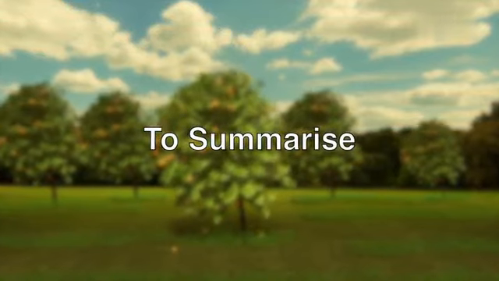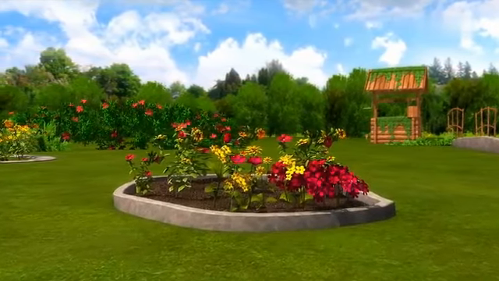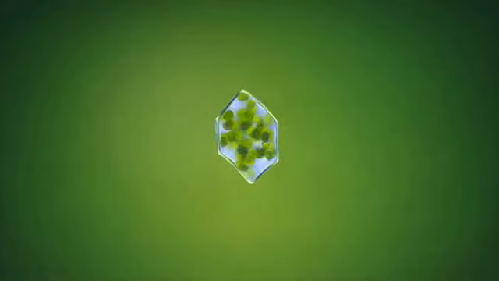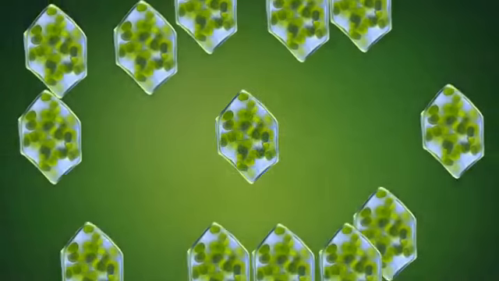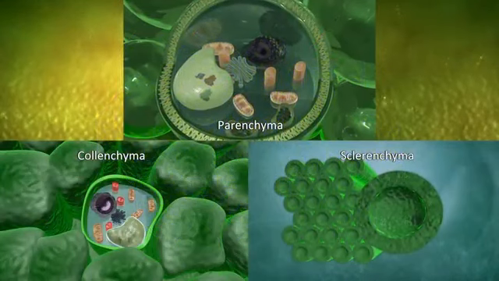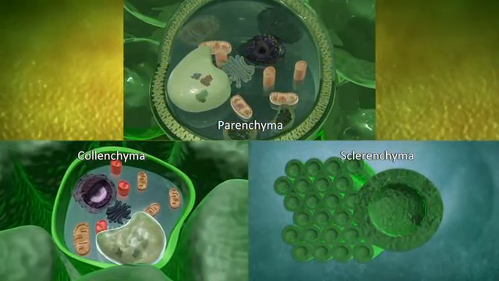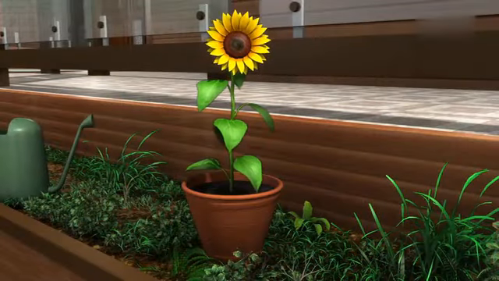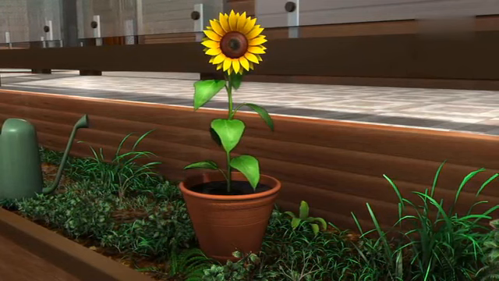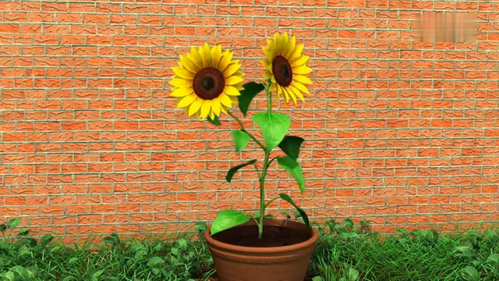To summarize, the plant body is made up of many different types of cells that perform different functions. A group of similar cells that work together to perform a specific function is called a tissue. Different tissues are grouped together to form a structural and functional unit known as an organ. Different organs coordinate with other organs to perform specific functions and form an organ system. Different organ systems combine to form an organism.